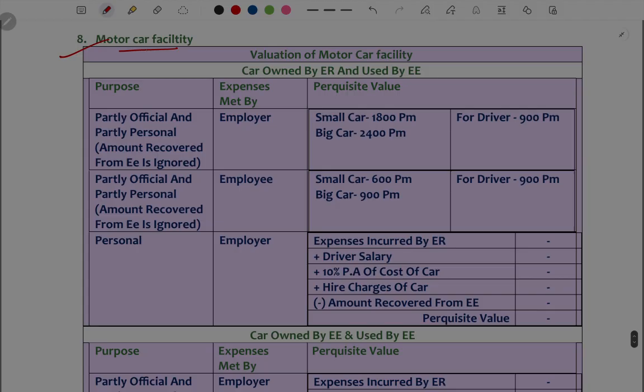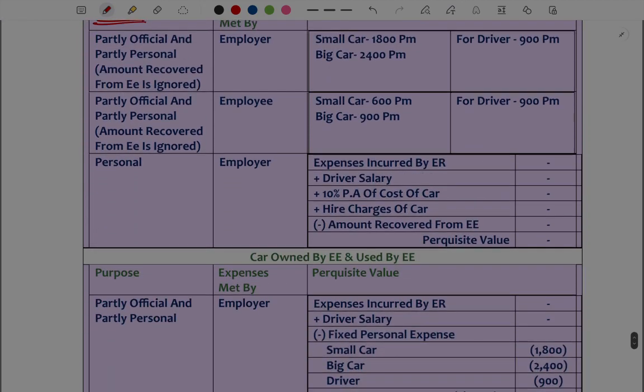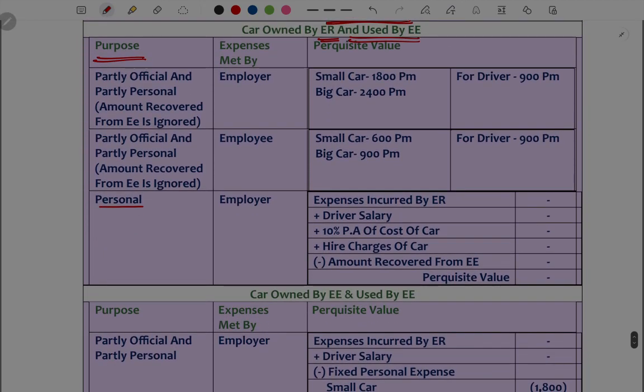Then coming to the last, motor car facility. Valuation of motor car facility. Car owned by employer and used by employee. So if your employer is providing you motor car facility, then the car is owned by the employer and used by the employee, and the employer is giving the motor car facility. For what purpose could it be? First, let's see if it is only for personal use.